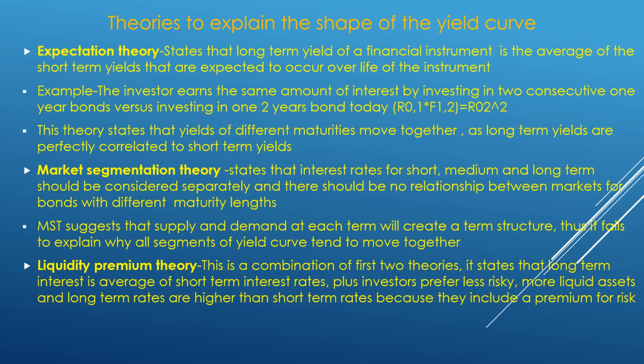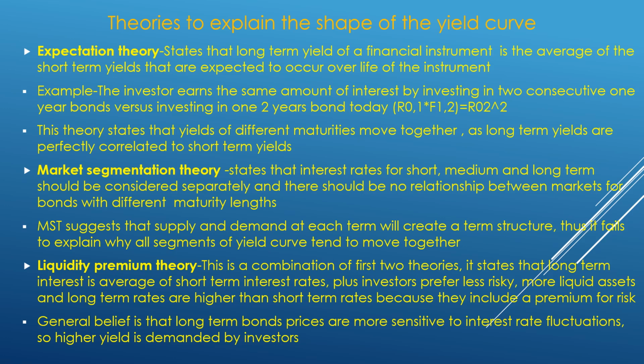Liquidity premium theory. This is a combination of the first two theories. It states that long-term interest is the average of short-term interest rates, plus investors prefer less risky, more liquid assets, and long-term rates are higher than the short-term rates because they include a premium for risk. Now, the general belief is that long-term bond prices are more sensitive to interest rate fluctuations, so a higher yield is demanded by the investors.